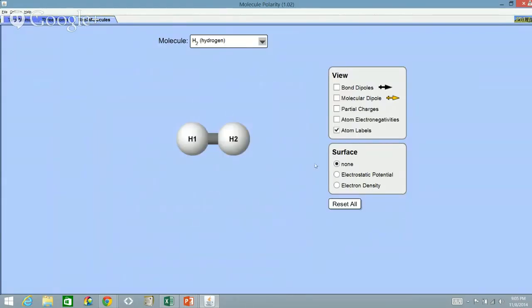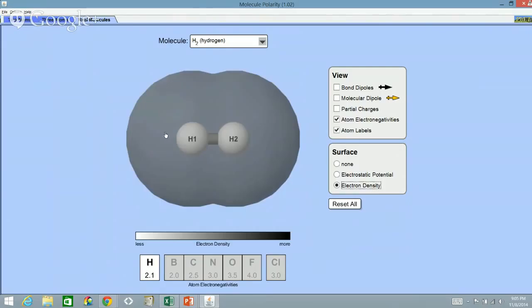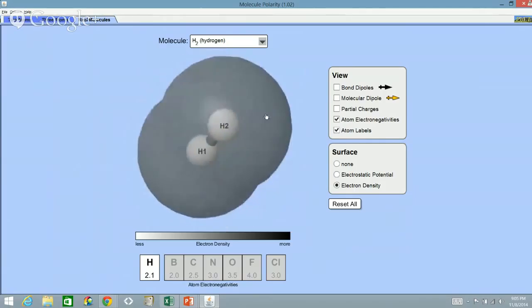A real example would be hydrogen, H2, right? So both hydrogens, they have the same electronegativity, right? 2.1, or whatever your chart tells you it is, 2.1 here. So if you were to look at the electron density, it's going to be the same anywhere you look at it. It doesn't matter what part of the molecule you look at, it's the same.